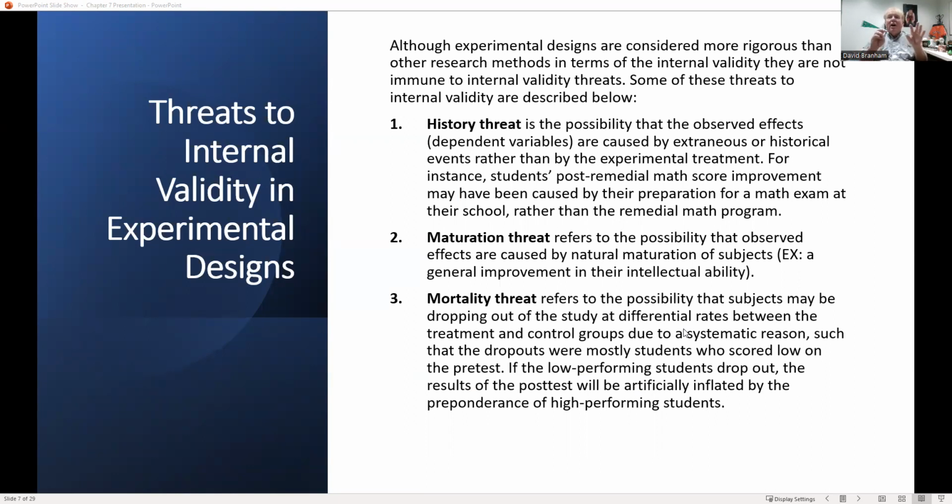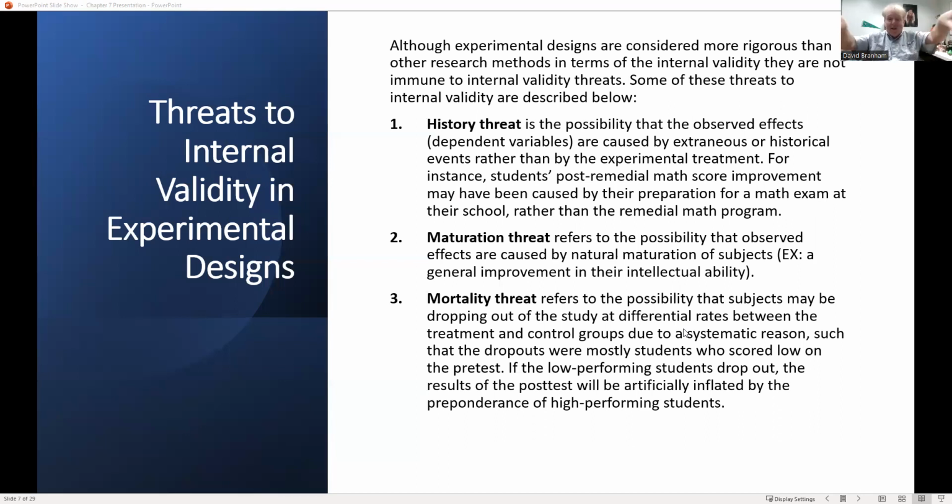History is when extraneous variables from historical events actually make a change in the dependent variable rather than the treatment itself. So when you split your groups, you have a control group and a treatment group. They're both perfectly equal, but as time goes by, history occurs, and this may cause changes to those people in the group. And those changes may not be because of the independent variable. It may be because of something going on.